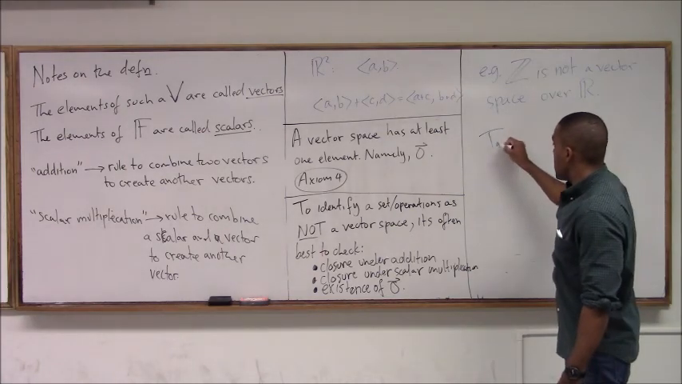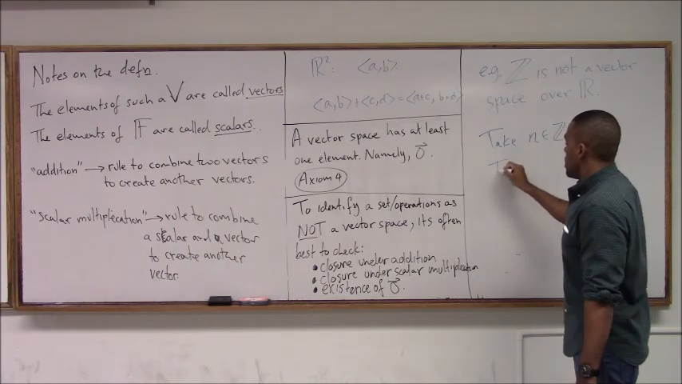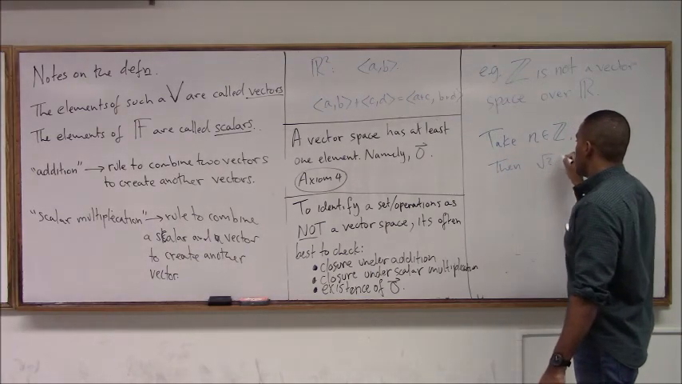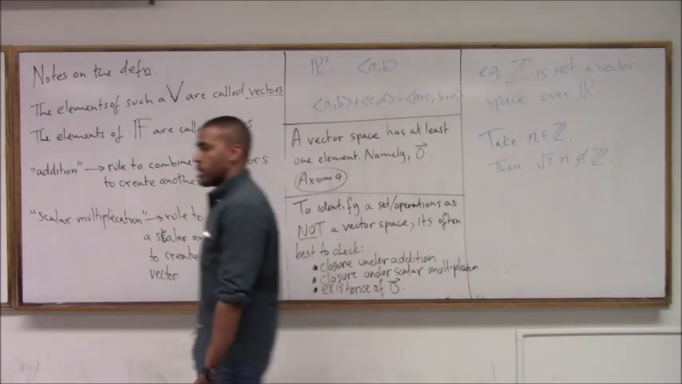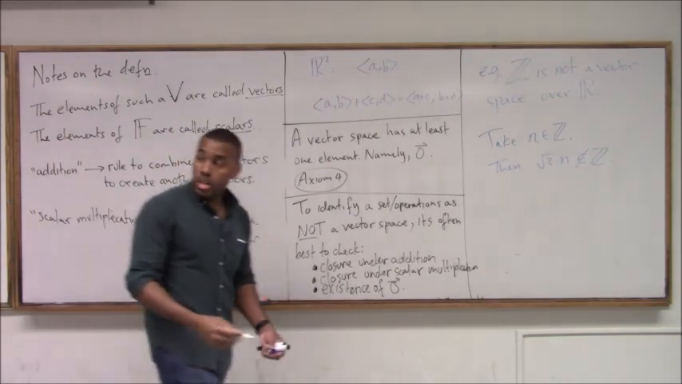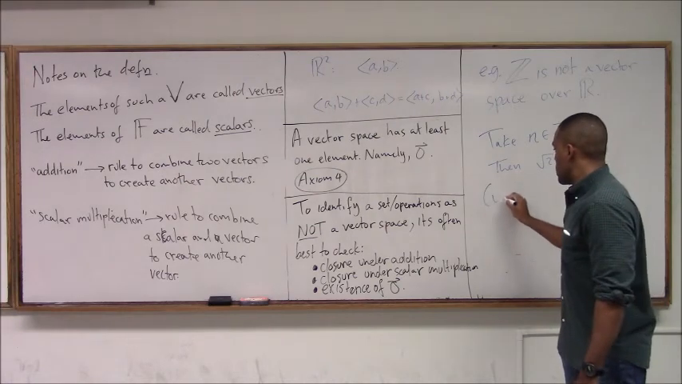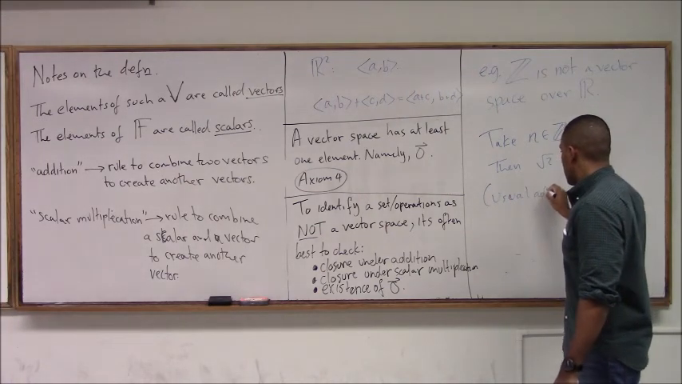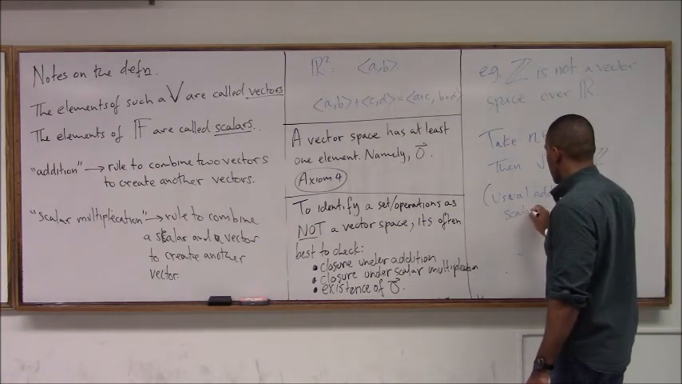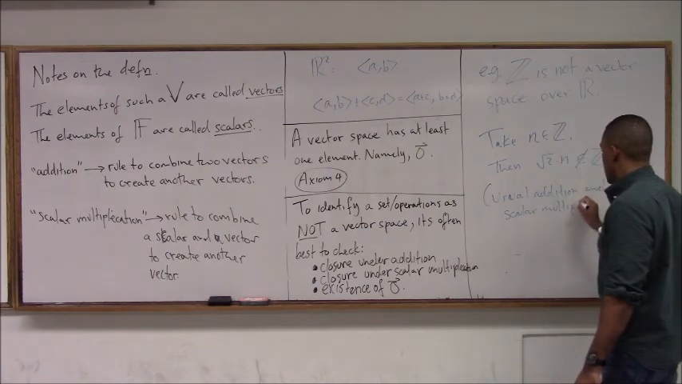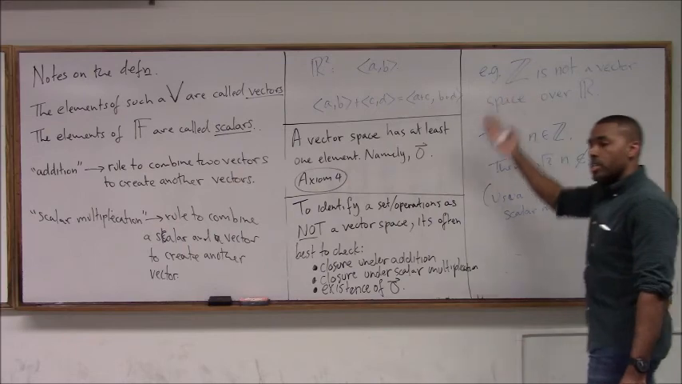So if I take any element, take n in Z, then if I take the square root of 2 times n, it's no longer in Z. So if I multiply by a scalar, it's not in the set anymore. Which means I cannot think of this as a vector space, because I'm talking about usual addition and scalar multiplication.